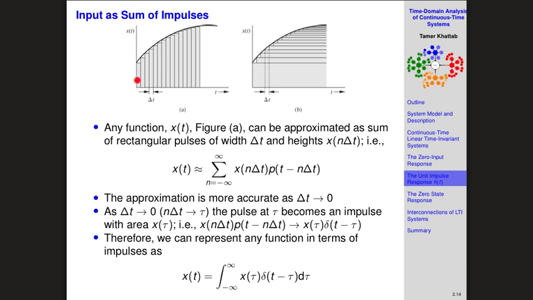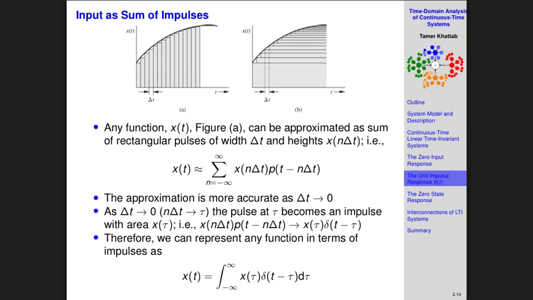So p of t exists at 0. p of t minus delta t is the first pulse here. p of t minus 2 delta t is the second pulse, which exists in this location. p of t minus 3 delta t exists at the third location, and so on. So these are pulses one next to the other, and the amplitude of each one grows according to the value of the curve at the start of the pulse. So we have different amplitudes for those pulses. If you add them together, you get the staircase representation that you see there. It's not exactly equal to the signal, so we say that this is an approximation to x of t.